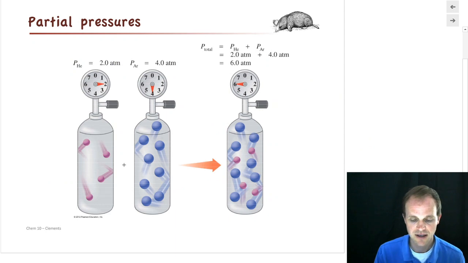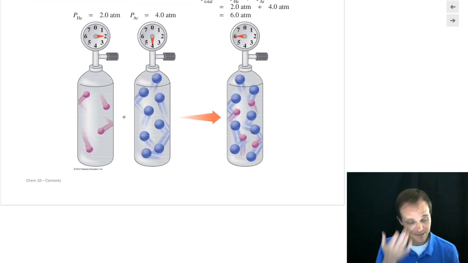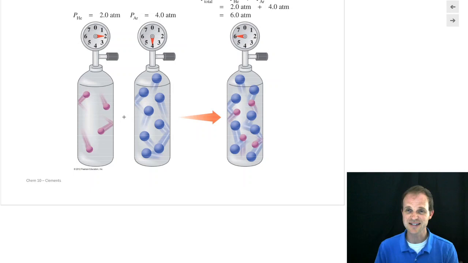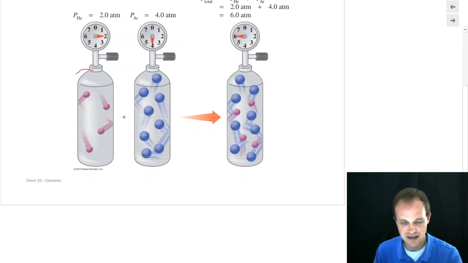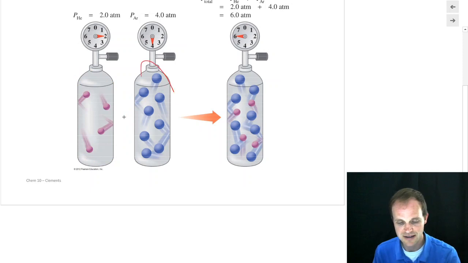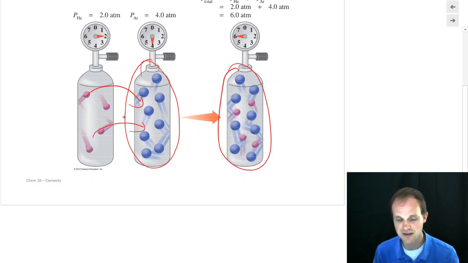Last subject in gases is what's called partial pressures. And what it basically says is that gases are so spaced out, there's so much space inside a gas, that gases act independently. If I take a container and it's got 2 atmospheres of helium in it, and I take a same container with 4 atmospheres of argon, and I pump all the helium into the one that's argon, now it's the exact same container. It contains both the helium and the argon.